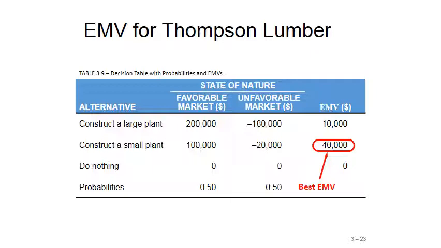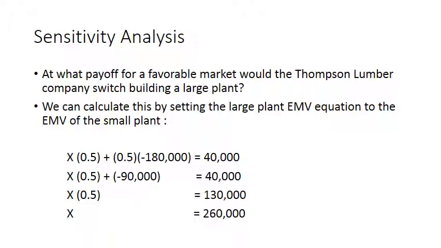We calculate the EMV for each of our alternatives, and then we select the alternative with the maximum EMV. In this case, our best EMV is to construct a small plant with an EMV value of 40,000. This is the most important concept in this class. As a manager, you will have additional questions after your analysis.